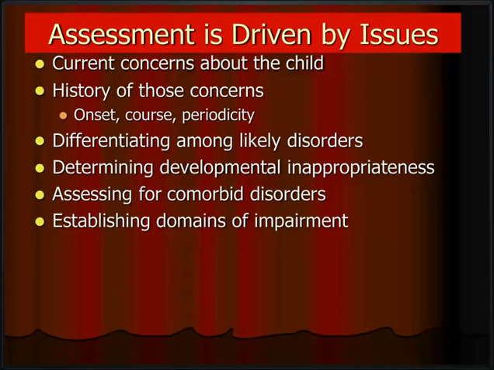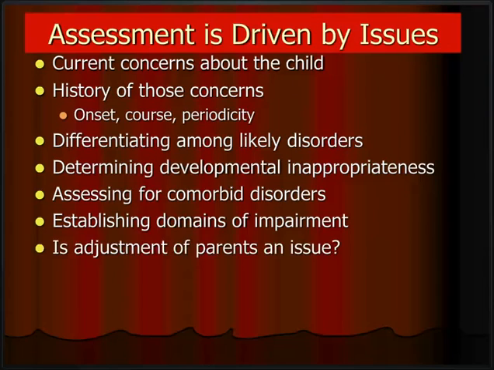Now, impairment is a criterion for every Axis I mental disorder, and so one needs to establish that impairment is present, and in how many domains it is present, and to what degree. And so one will need to review with the family a variety of domains such as family functioning, social relationships, school functioning, and so forth.